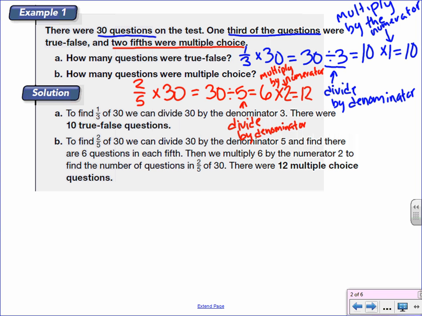And the explanation for B says to find 2/5 of 30. And a good thing for you to know is that the word of means multiply. So it's the same thing as what I wrote here. Of in math means multiply. We can divide 30 by the denominator 5 and find there are 6 questions in each fifth. Then we multiply 6 by the numerator 2 to find the number of questions in 2/5. So 1/5 would be 6, but we need 2/5, so that's 12.